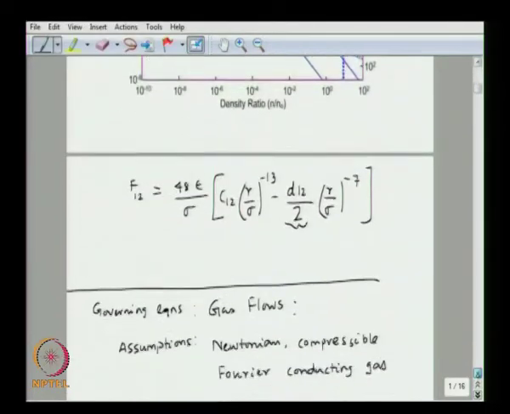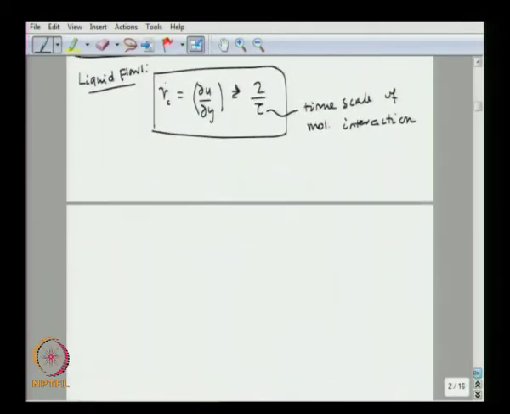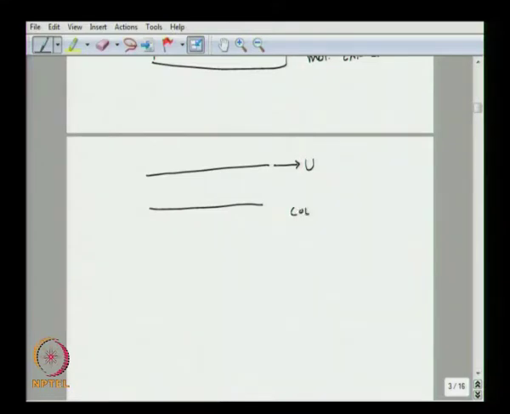So, if we consider two parallel plates, and one is moving at velocity u, and we say it is a quiet flow situation, then when u is of the order of 10 to the power 6 meter per second, the Newtonian assumption breaks down.